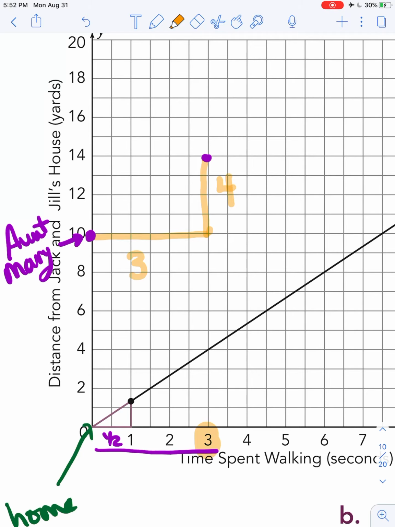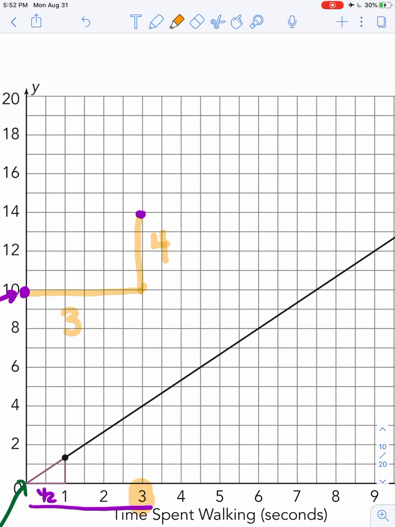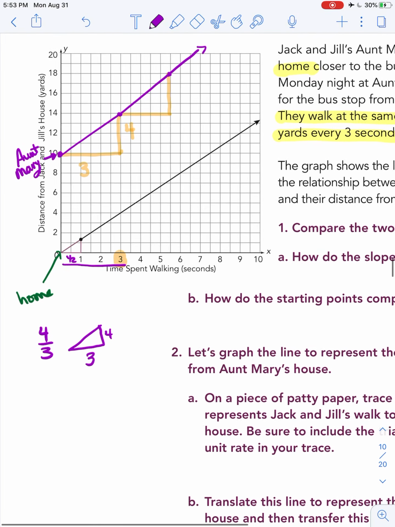Then I'm going to do it again. I'm going to go to the right 3, and I'm going to go up 4. Oops, that was horrible. And hopefully it's an okay line. It's not great, but it's not bad. So that's the new line that we would come up with.